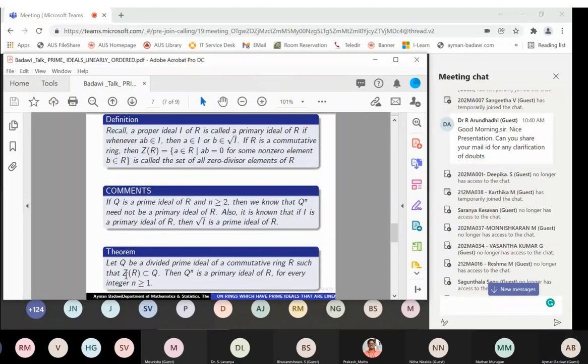We meant that. Okay, so here is a condition where this result will be true if you have a prime ideal Q. When will Q to the n be primary? One answer: if Q is divided with this condition. Okay, all right.